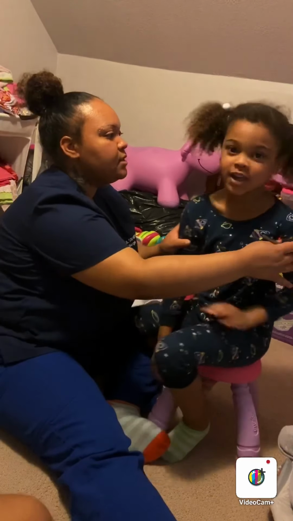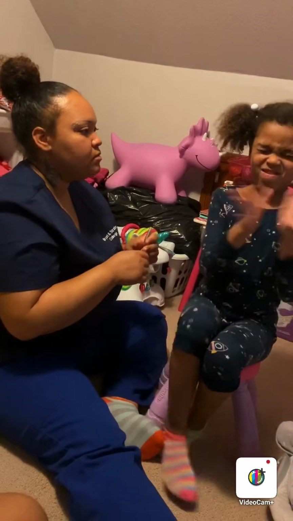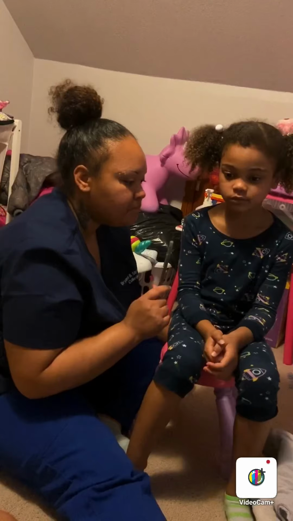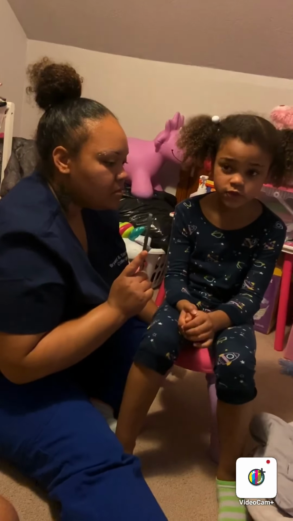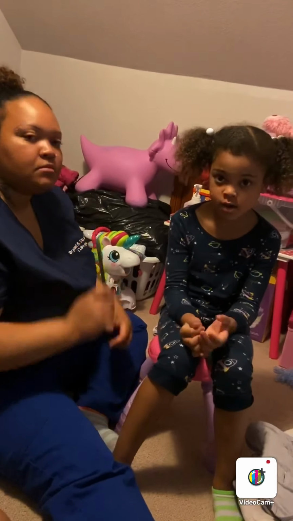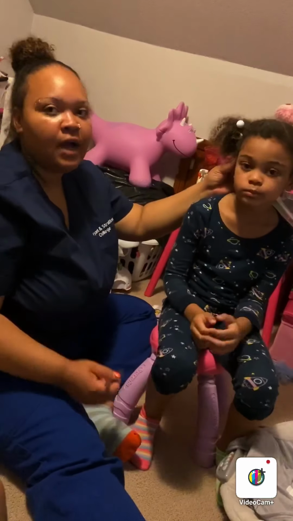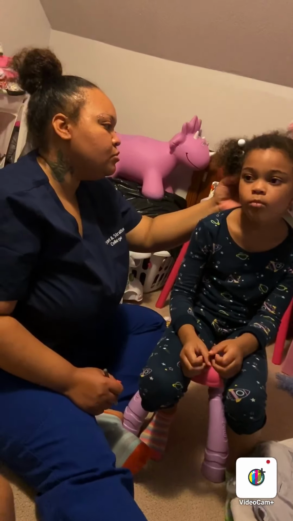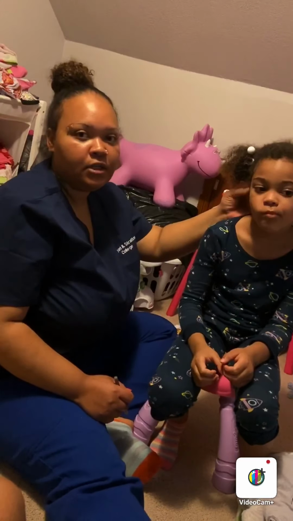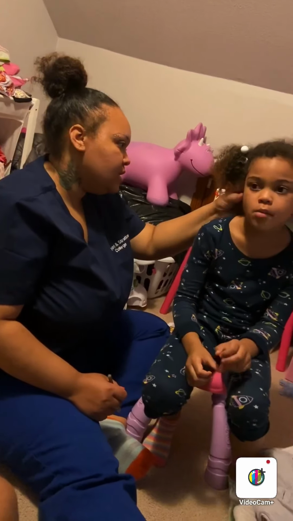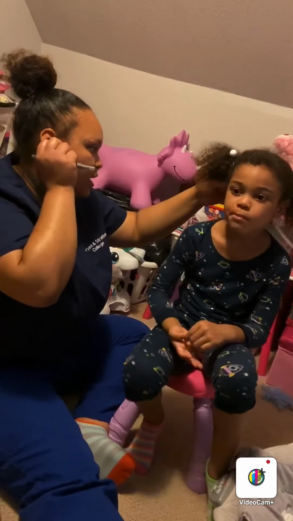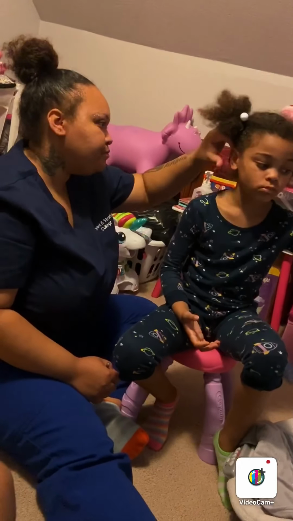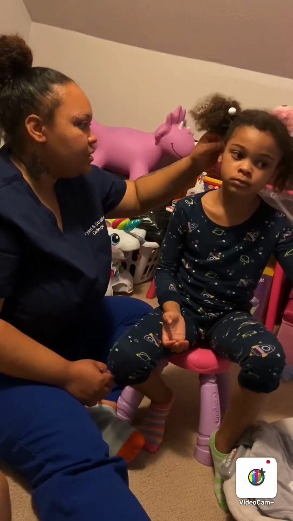For the ears, before I examine her ear with the otoscope, I am going to just examine the outer ear and look to see if I see any crusting or scaling, looking at the skin to see if the skin is broken or disrupted, or any of that, which I don't see.